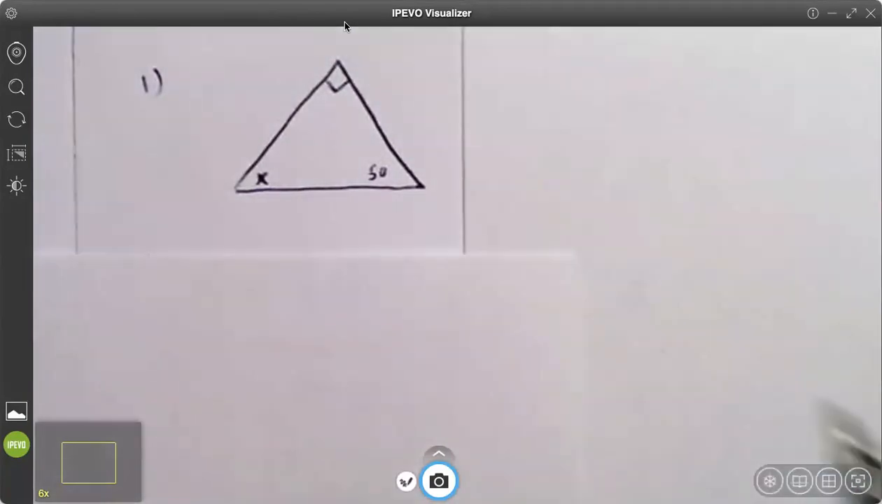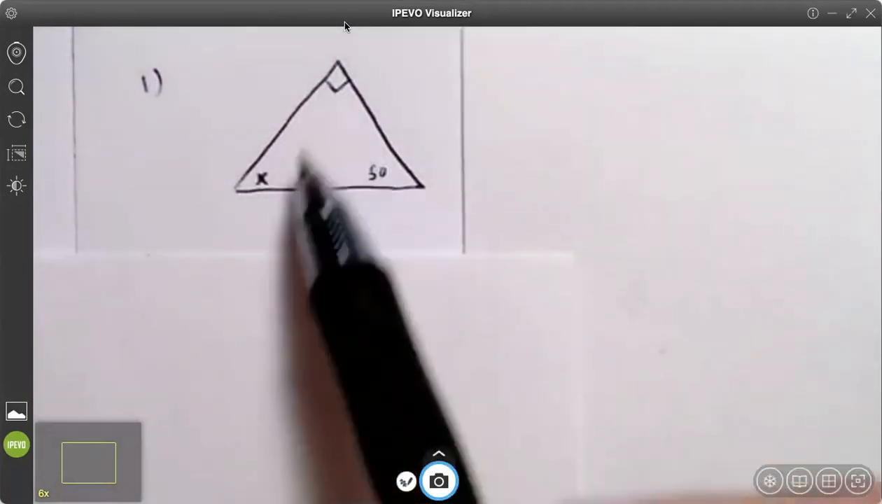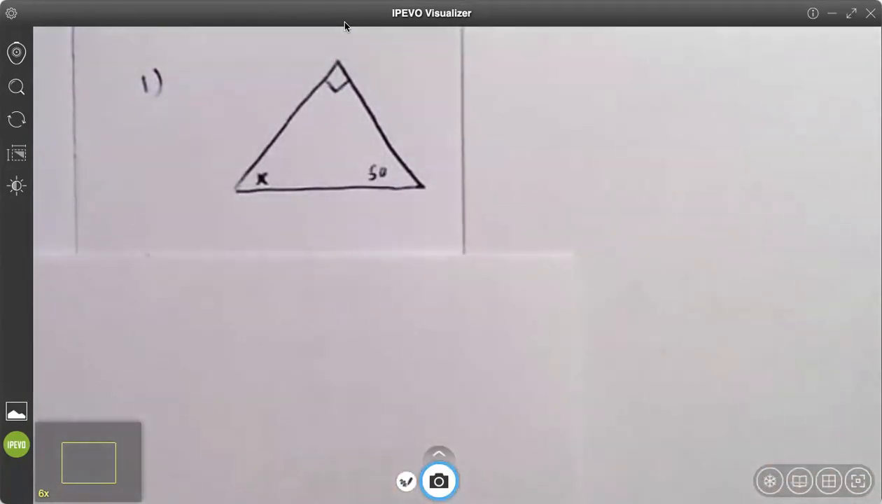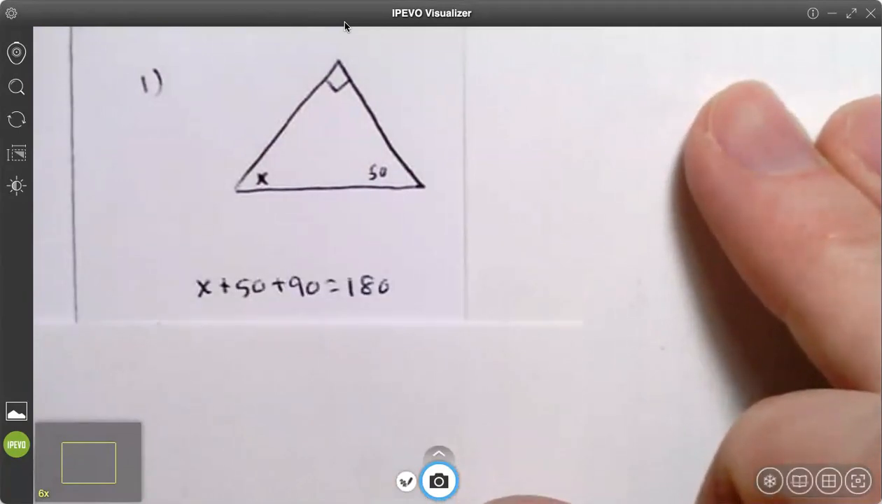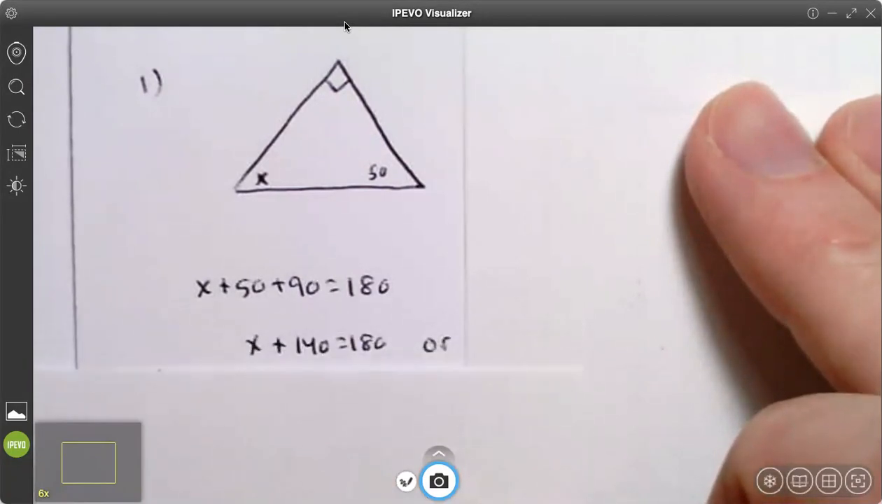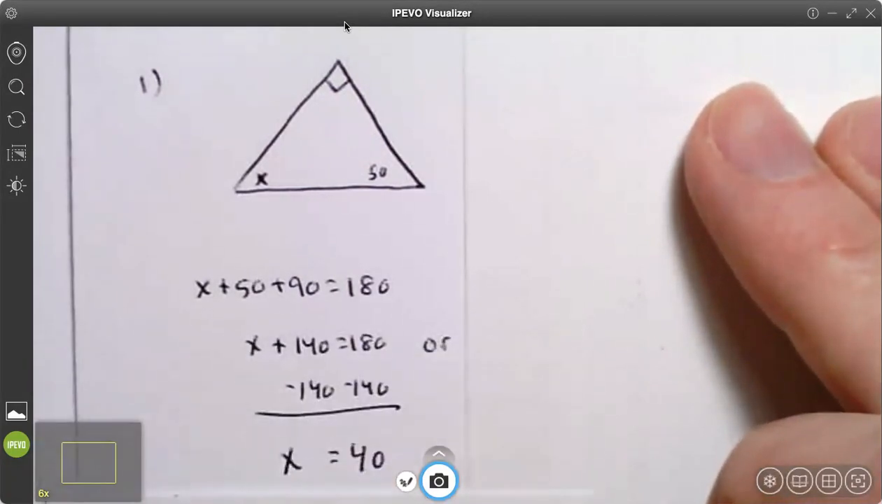Triangles always add up to 180 degrees if you add all three interior angles. The sum of the three interior angles on any triangle is 180 degrees. So one thing you can do is add all three angles together, set them equal to 180, and solve your equation. Combine like terms, isolate the variable, and you get your answer. The answer is 40.